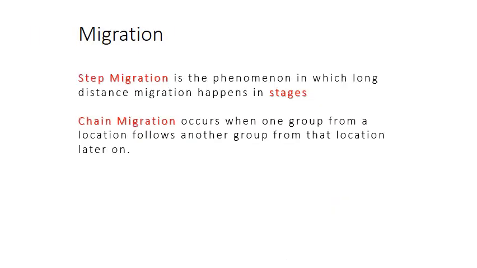Two ideas within migration are step migration and chain migration. Step migration is the idea that often long-distance migration does not occur in one event, but occurs in smaller moves or smaller stages. Chain migration occurs when one person or group follows another group to a new location. You may follow a family member or someone else from your town or village.